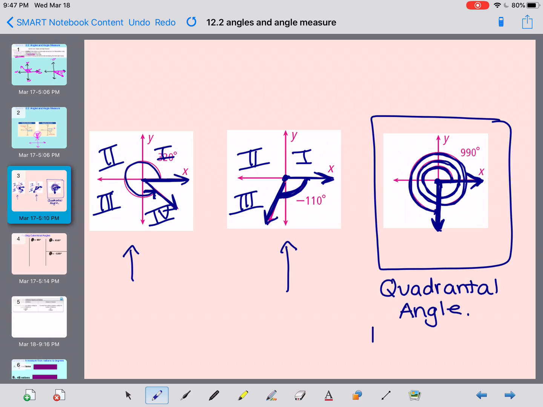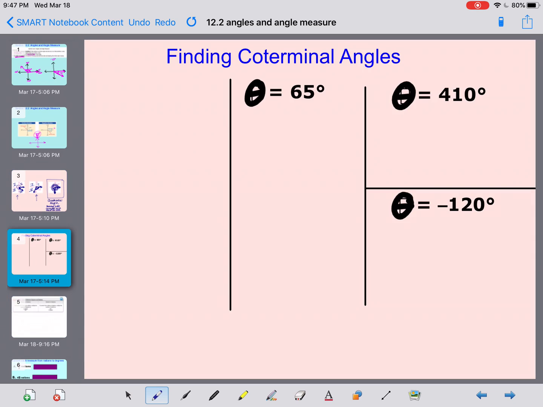So when the terminal side coincides with one of the axes, right? It could be any of them, the x-axis, the y-axis, any of the axes. Okay, so coterminal angles, right? Coterminal, think prefix co and then terminal. Terminal is referring to the terminal side of the angle. Co means that they share it. So they share the terminal side.